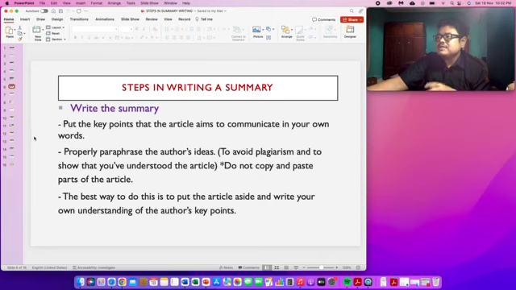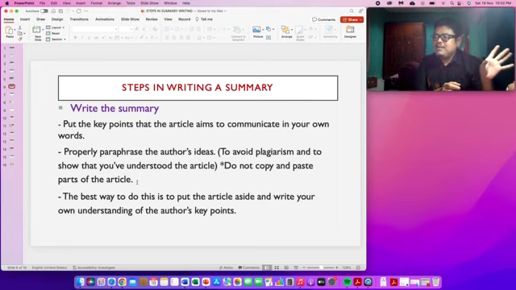Next, the process of writing the summary. Put the key points that the article aims to communicate in your own words. In other words, you paraphrase. Paraphrasing is a very important technique for this lesson. Paraphrasing is the technique in which you adapt other people's source into your own, but you have to change it a bit and you have to put citation.